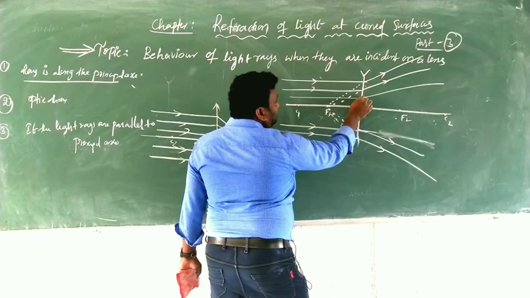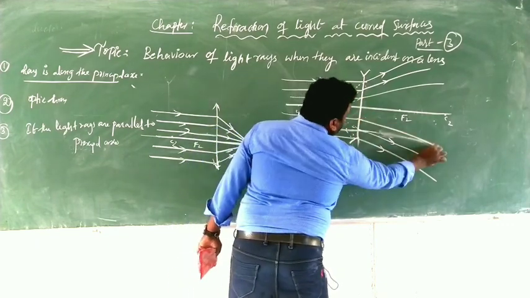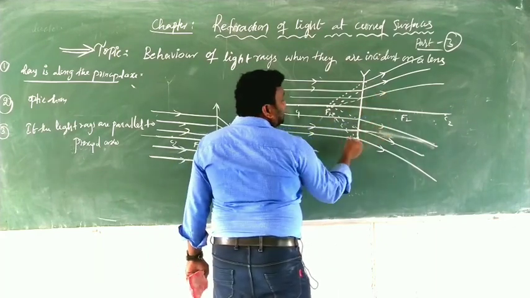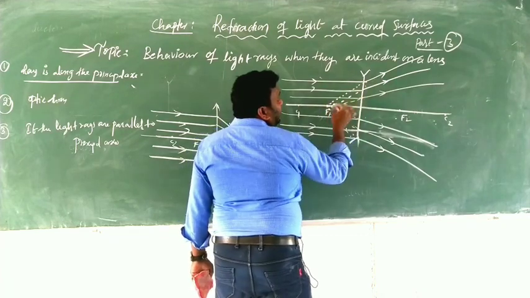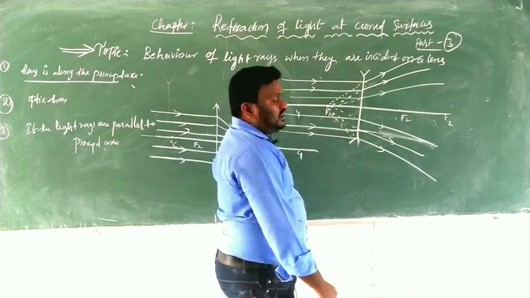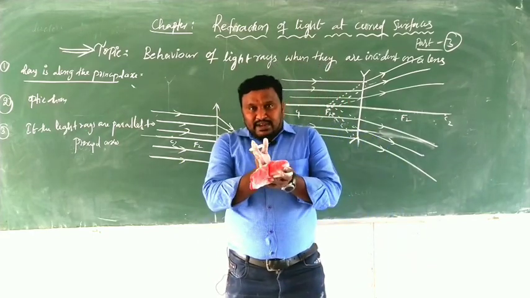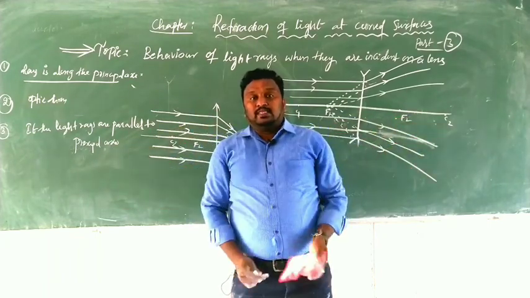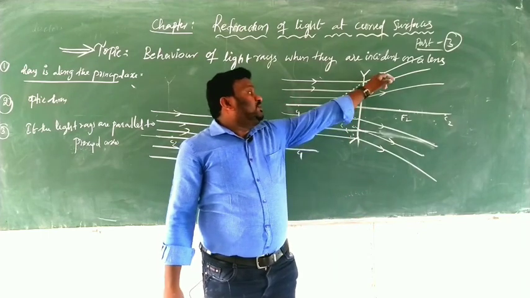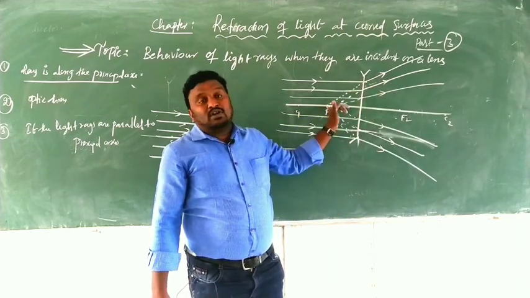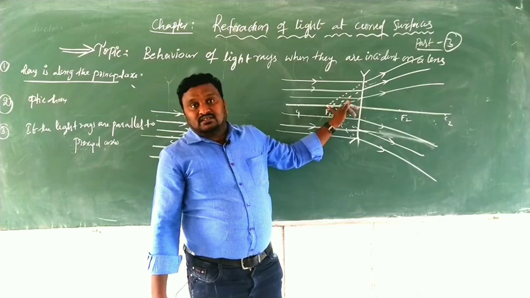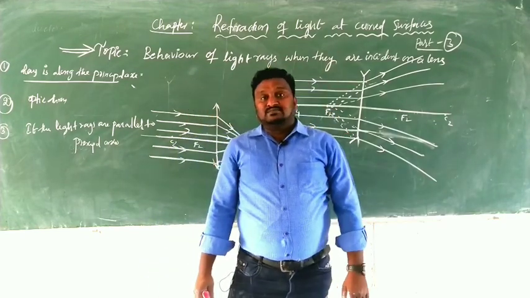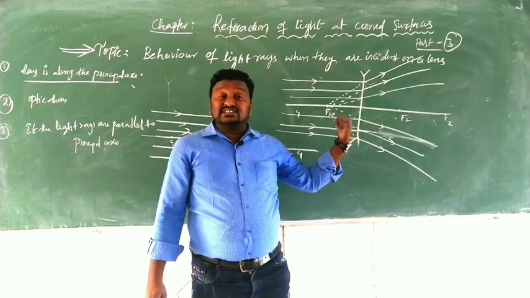Clear? If you take one more ray, I am showing like this also. Now you can understand. The refracted rays seem to diverge from a point. Clear? Diverge means they are separating from one point. Converge means coming into one point. In this case, the refracted rays are extended back and they meet at one point. Then what you have to say? Those refracted rays seem to diverge. So that's why it is called a diverging lens.